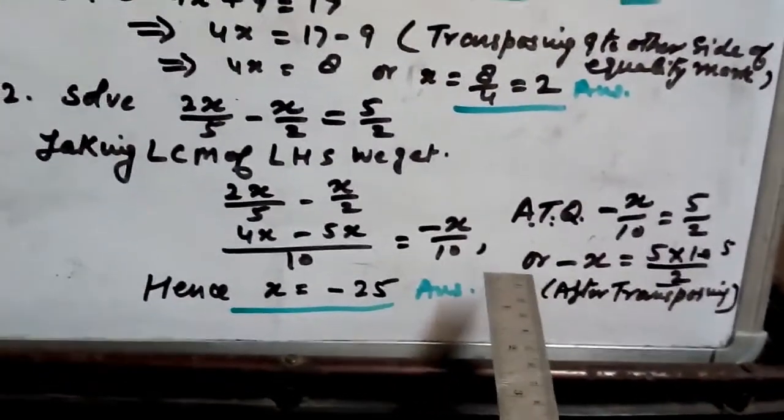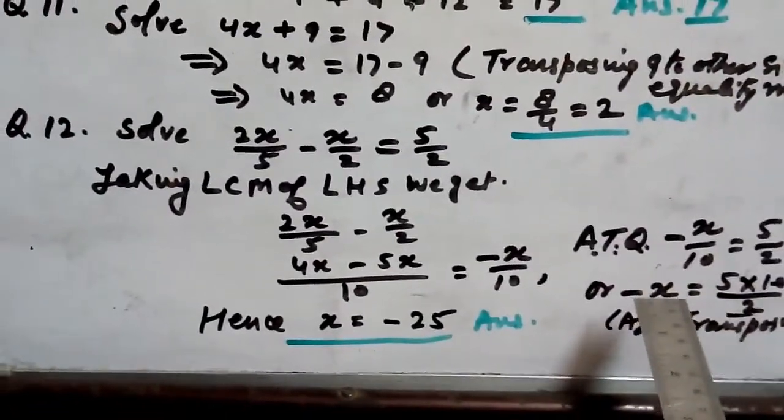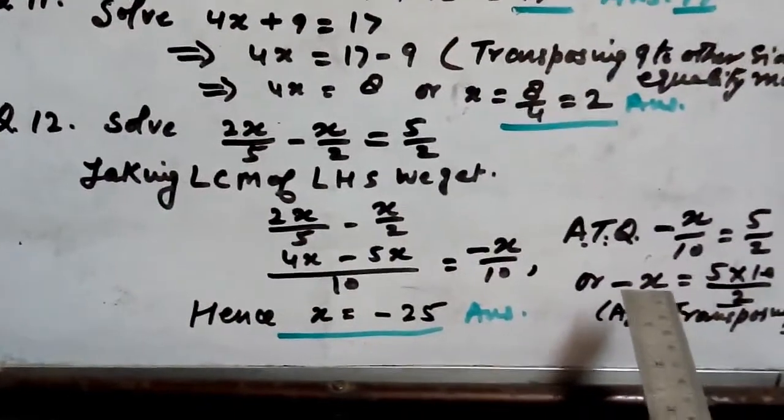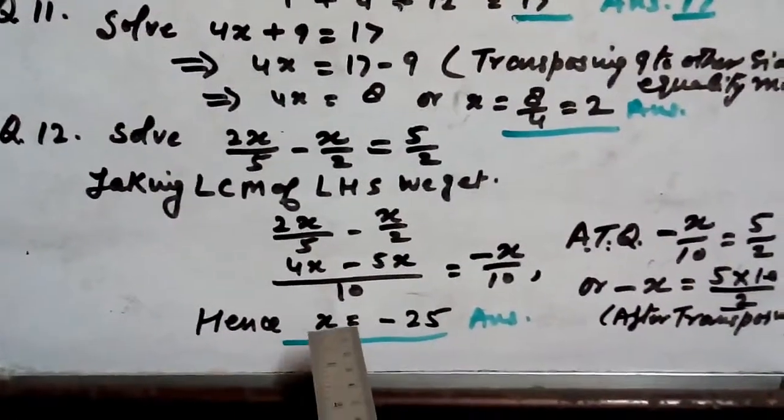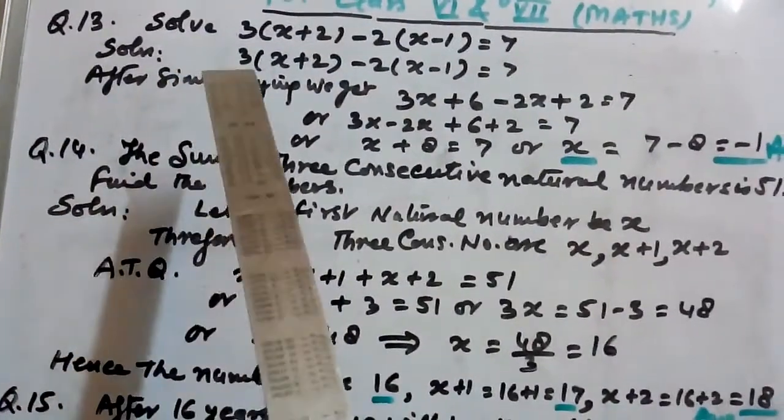When the sign of x is minus, we have to find out the value in its plus form. Hence x is equal to minus 25. Children, here comes question 13 before you.